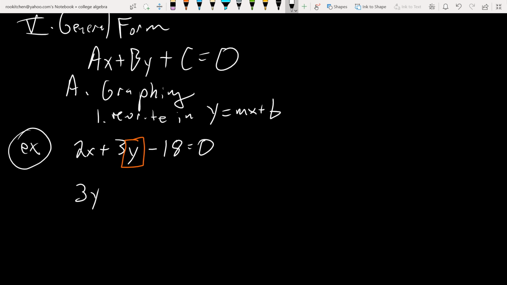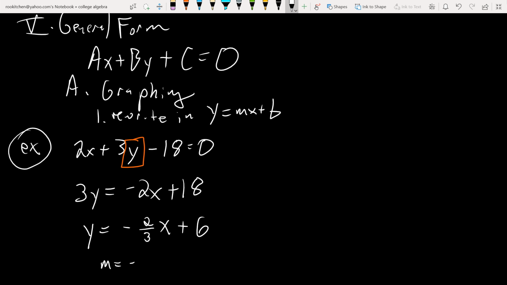I'm going to get 3y equals negative 2x plus 18. Then I need to divide everything by 3. So y will be negative 2/3 x plus 18/3, which is really just 6, right? And then my slope, of course, is negative 2/3, down 2 over 3. And then my y-intercept is at 0, 6. Okay, so that's my starting place.